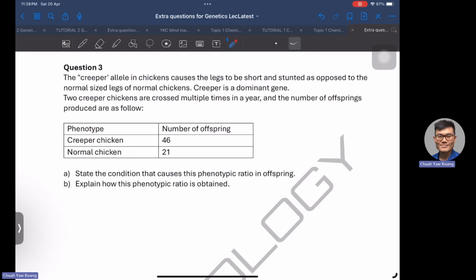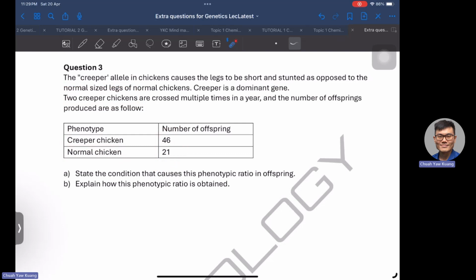First things first, it looks like a normal Mendel's model, right? Because we are not sure whether there's any special relationship between these two dominant and recessive alleles or not. In order to find out, they tell us that when two creeper chickens are crossed, they produce 46 creeper chickens and 21 normal chickens.